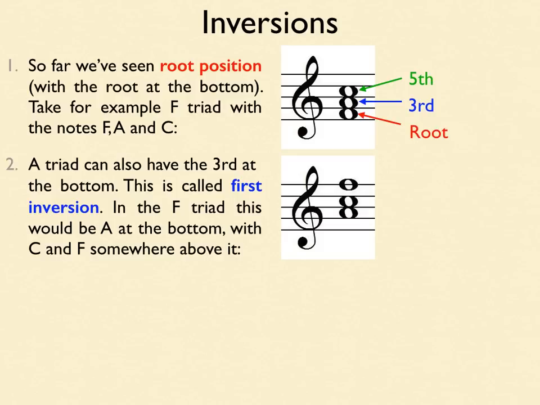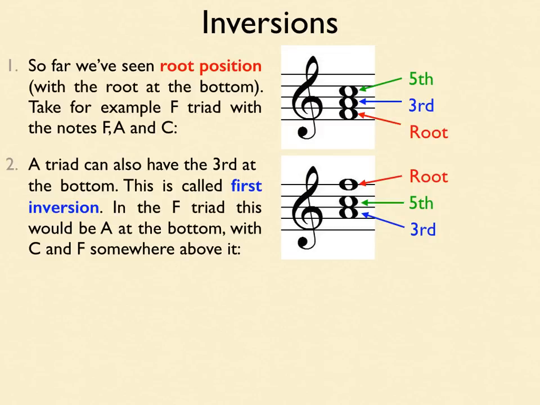So a triad can also have the third at the bottom, and this is called first inversion. So in the F triad, this would be the A at the bottom with the C and F somewhere else above it. So there's your third at the bottom, there's your fifth C, and now your root is at the top. It's important to note that the third is at the bottom. The root and the fifth can be anywhere above it.